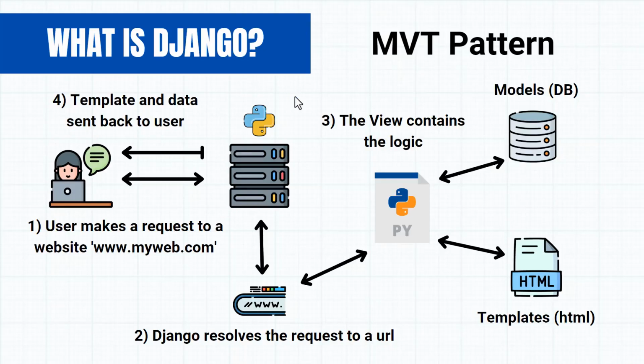And so that's this MVT pattern and how Django works. And as we build each project in this course, each section will build upon pieces of this MVT pattern. So by the end, you'll be super familiar with this pattern and with these URLs and these views and models and templates. And it really is just a structured way to handle these requests and responses. And that's essentially what a framework is.